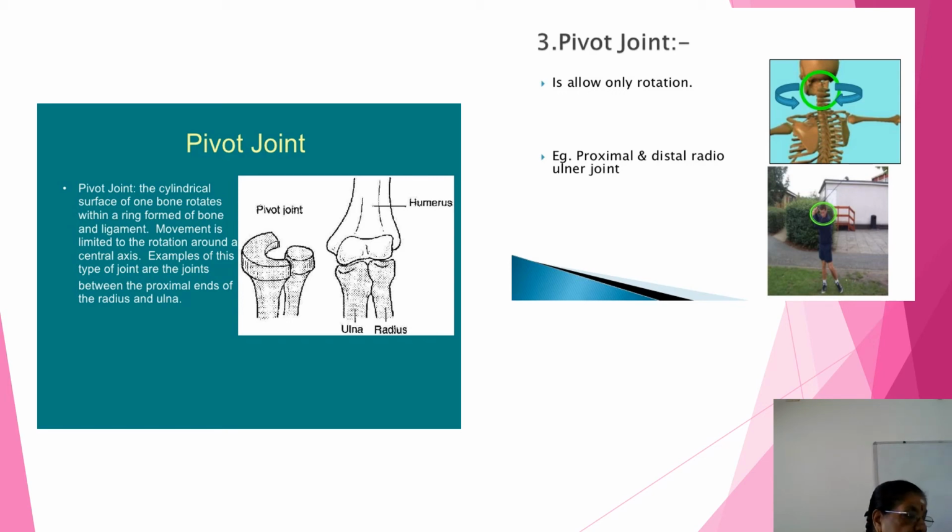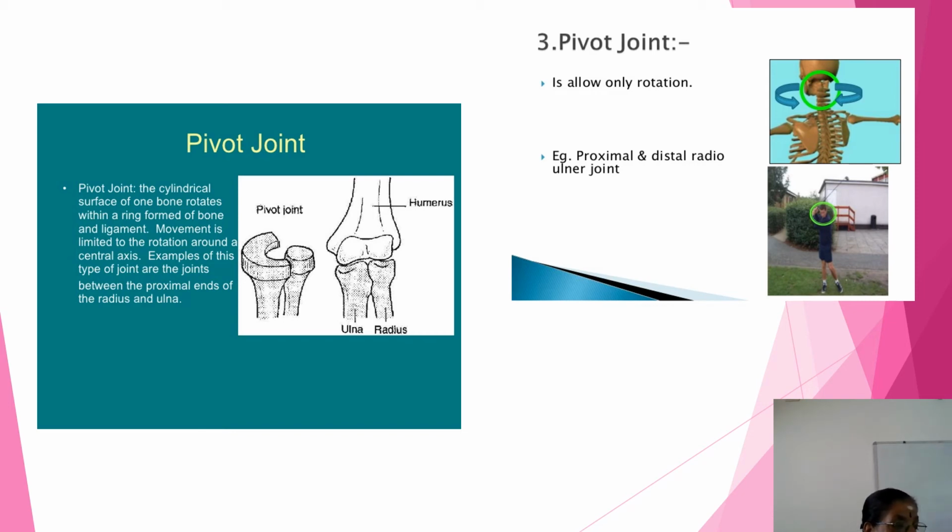Now the range of movement of this type of joint is circular, up and down, side to side. Circular, na இப்படி பண்ண முடியும், and up and down, na இப்படி மேலேயும் கீழே பண்ண முடியும், side to side. இப்படி மண்டையை rotate பண்ண முடியும், side to side, up and down. That is pivot joint.